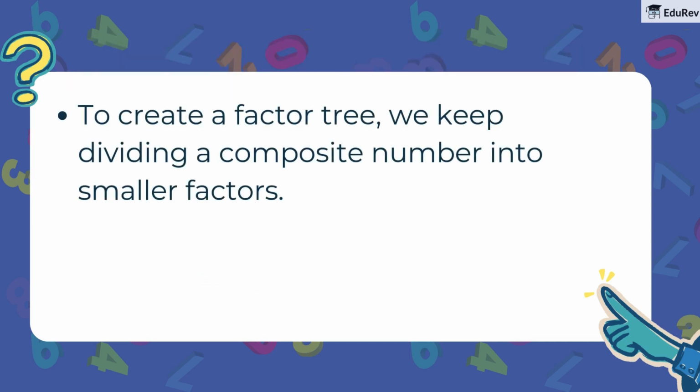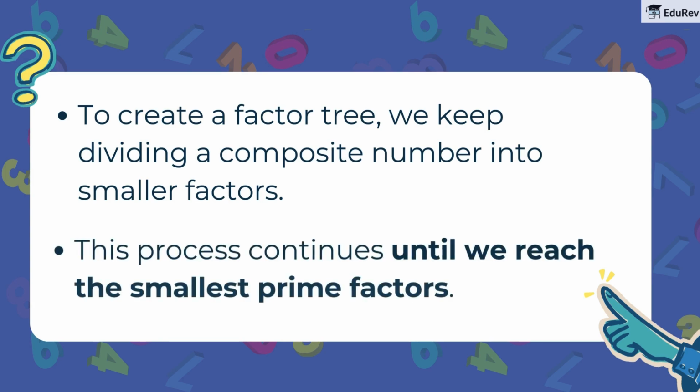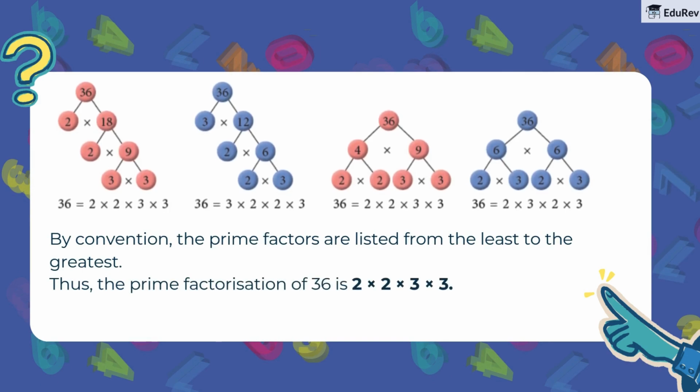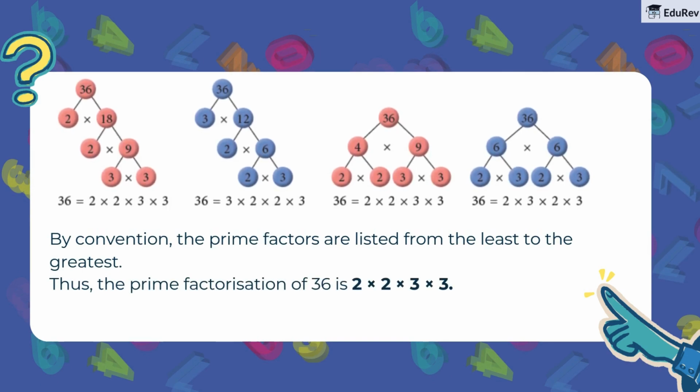To summarize, we keep dividing a composite number into smaller factors until we reach the smallest prime factors. By convention, we list the prime factors from the least to the greatest. So, the prime factorization of 36 is 2 times 2 times 3 times 3, and for 24, it is 2 times 2 times 2 times 3.